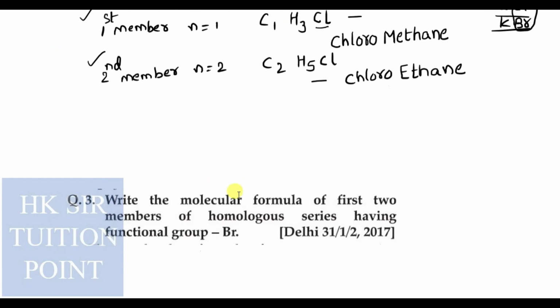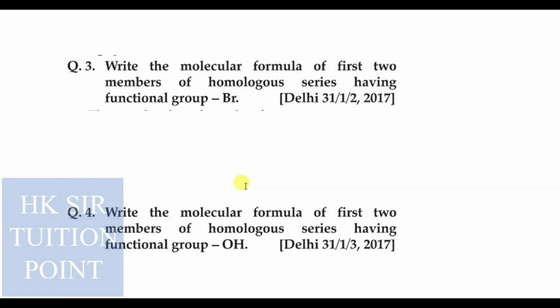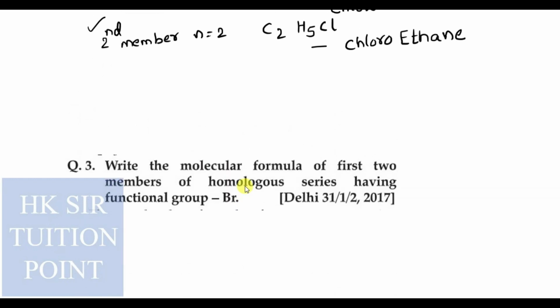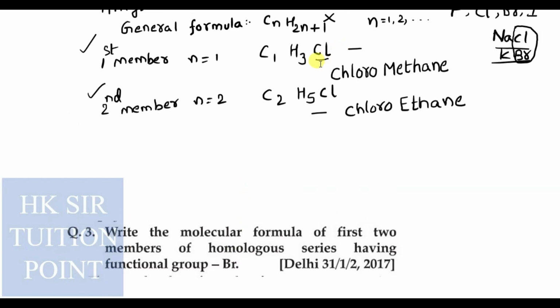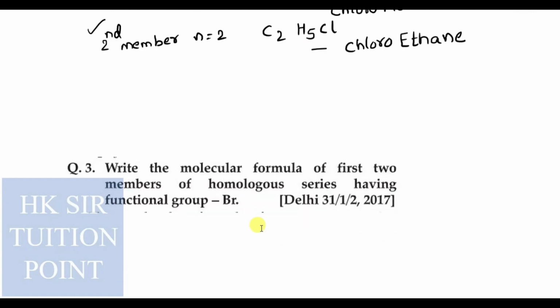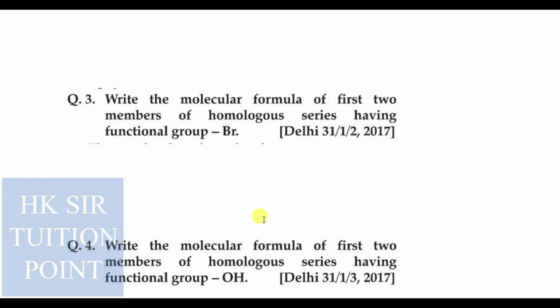This is one model. Next, see this. Write the molecular formula of first two members of homologous series having functional group Br. Br stands for bromine. It is similar to the previous question, exactly similar. Just replace chlorine with bromine. That's it. And the question asks for the first two members only, first member and second member. In place of chlorine, place bromine. So it is very simple. The same answer you can take.